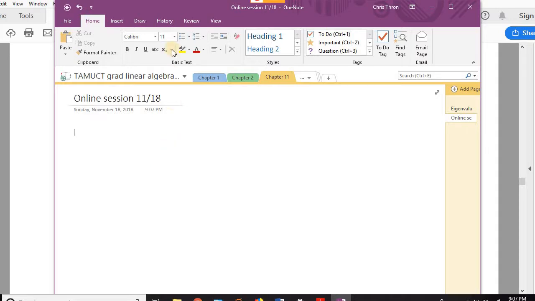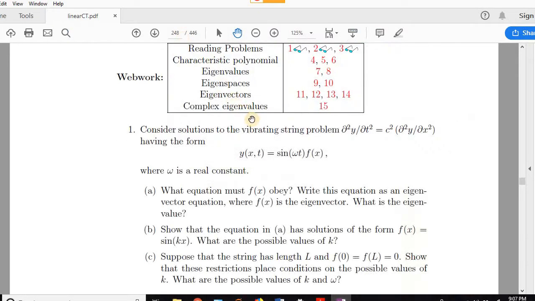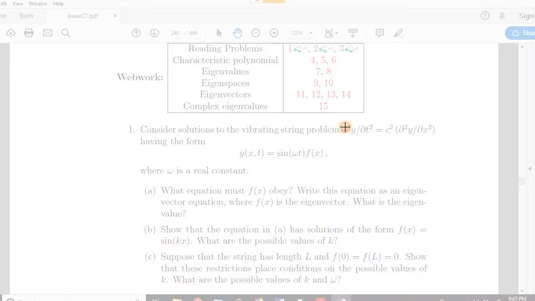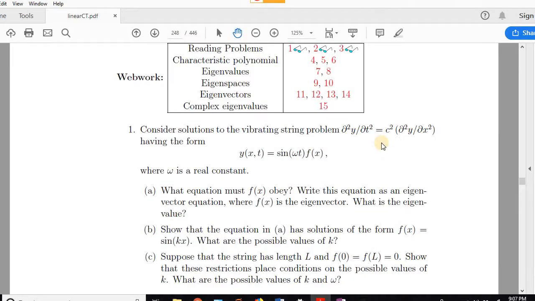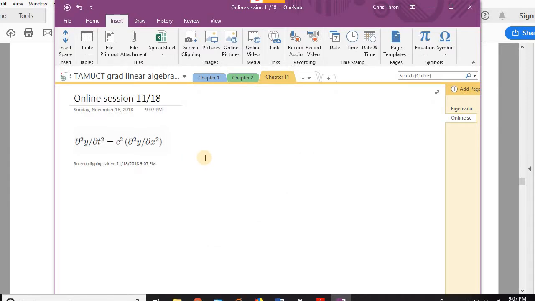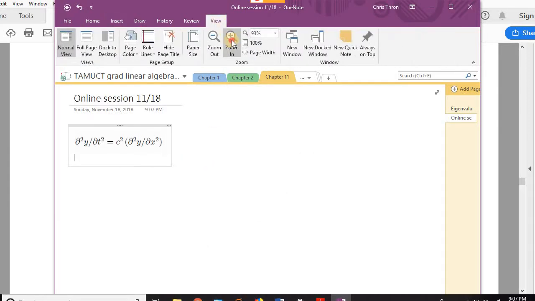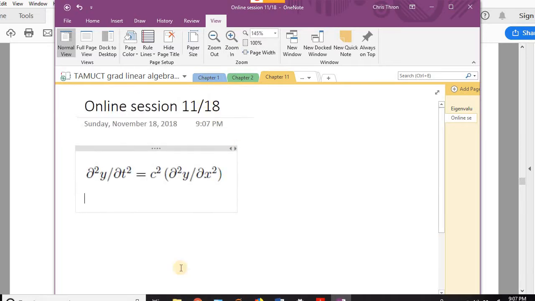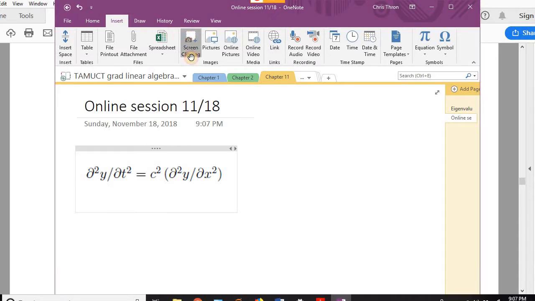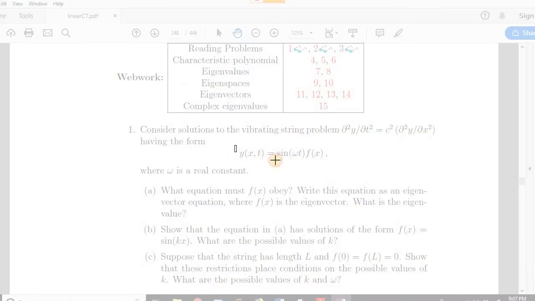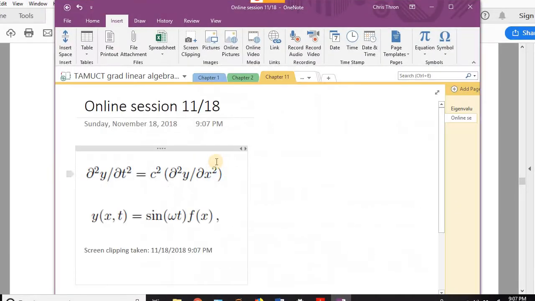All right, so here let me insert that screen clipping. Okay, we've got that, and we've got to make it bigger, and we've got another screenshot, this one here. Okay. And that works well. And then so we have the solution.